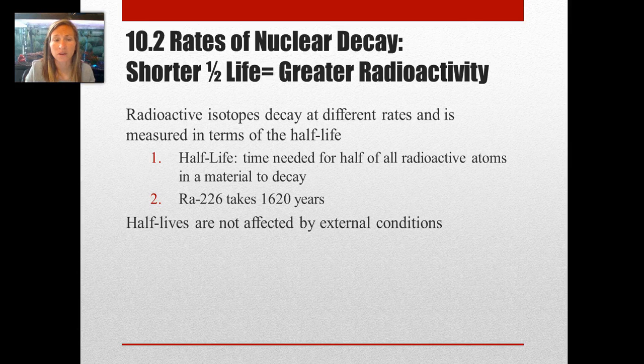All right, guys, the last section we're going to talk about is 10.2, rates of nuclear decay. If you have a shorter half-life, you will actually have greater radioactivity. And radioactive isotopes, they all decay at different rates depending on the element type. And a half-life is technically defined as the time needed for half of all the radioactive atoms in a material to decay. Now, radium-226 takes 1,620 years to go through one half-life. And keep in mind that half-lives are not affected by any external conditions. They are what they are, and they do not change, except for the fact if you're talking about a different element.